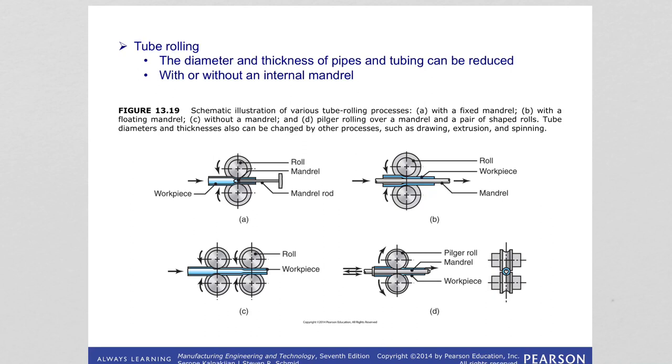Here we are seeing how the tube rolling process looks with a fixed mandrel. In image B, there is a floating mandrel going through the workpiece, as you can see, and C is without a mandrel. In image D, pilger rolling is done over a mandrel and a pair of shaped rolls. Pilger rolling achieves a reduction in diameter and wall thickness of a metal tube in one step.